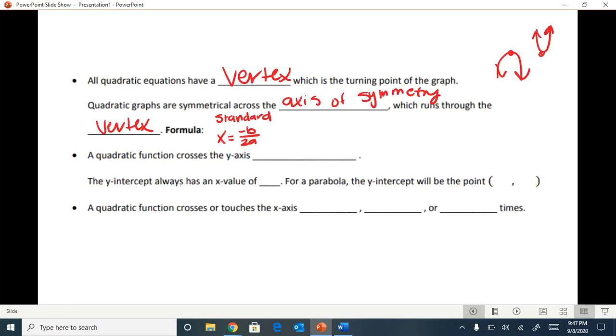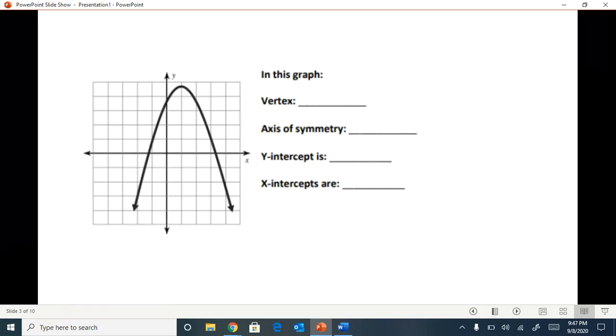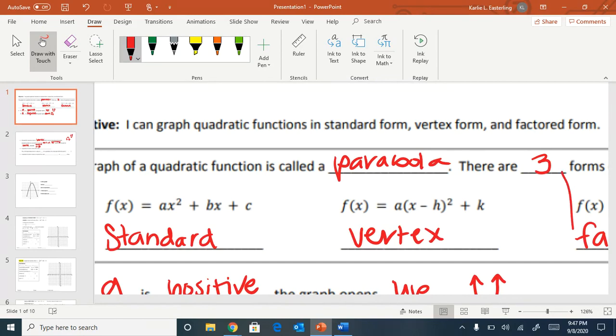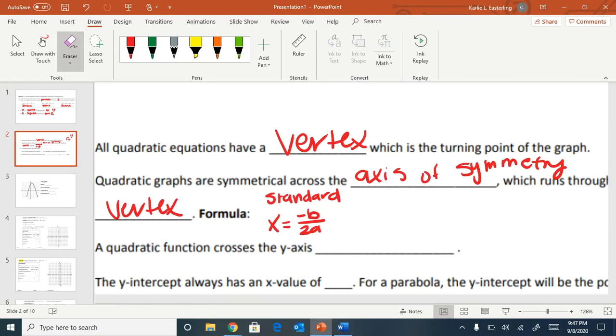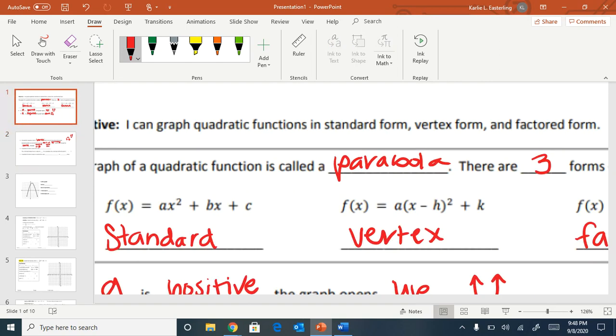Whenever we're looking at that vertex form, our x value is actually equal to h, and we kind of got to look at our form here as well. So we have a negative h here, but we're just talking about h. We're not including that negative. So remember, you're just looking at that h value there.